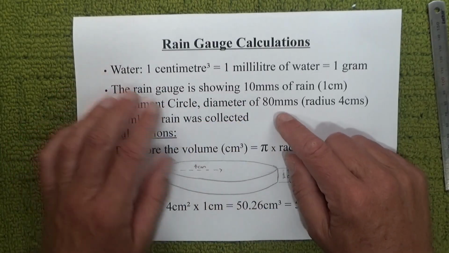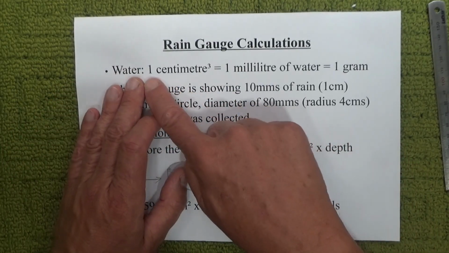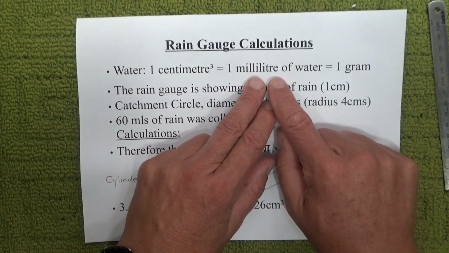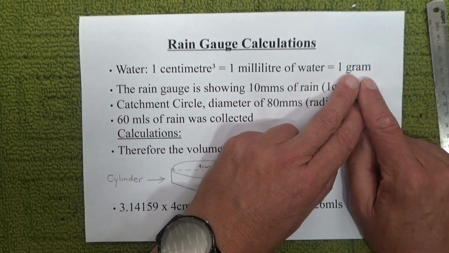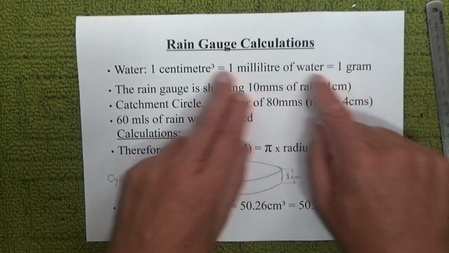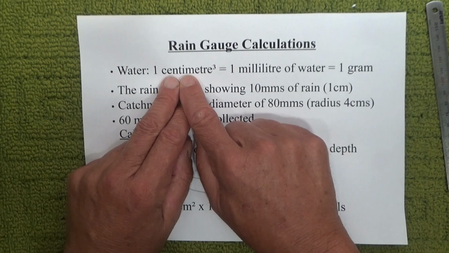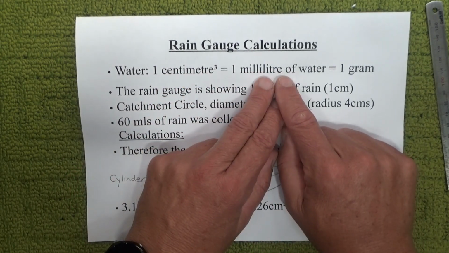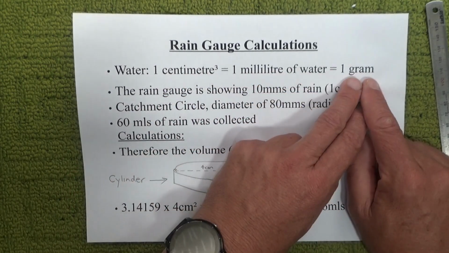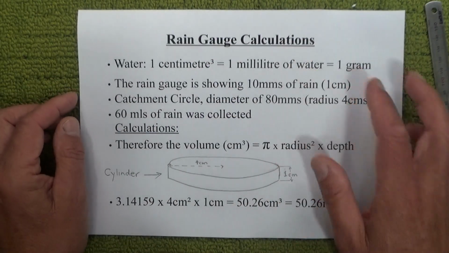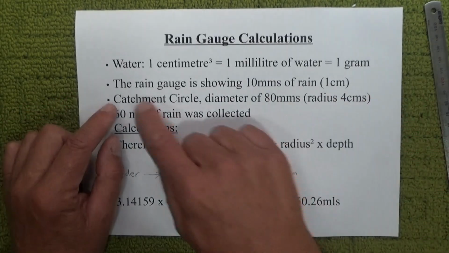And I know that the volume of the water is at 60 millilitres. Okay, and the great thing about measuring water with the metric system is that 1 cubic centimetre of water equals 1 millilitre of water equals 1 gram of water. So when you're measuring water with the metric system, the length is related to the volume is related to the gram, so it makes it really easy to bounce from one measurement to the next.